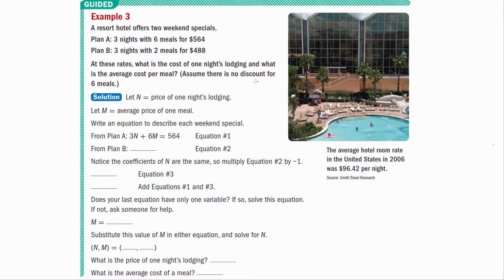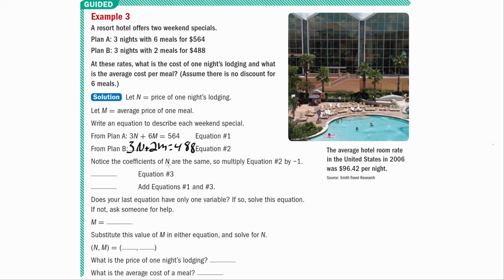And we're going to assume no discount for the 6 meals, that they're both going to be the same meal pricing in total. So N is going to be the one night's lodging. M is the average price of one meal. For plan A, it's 3 times N plus 6 times M equals 564. For plan B, it's 3N plus 2M equals 488.